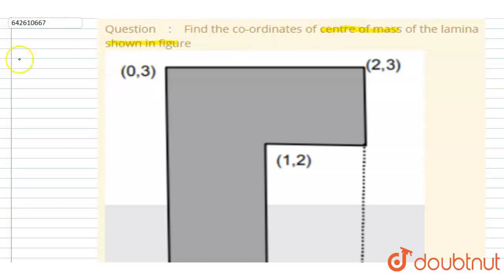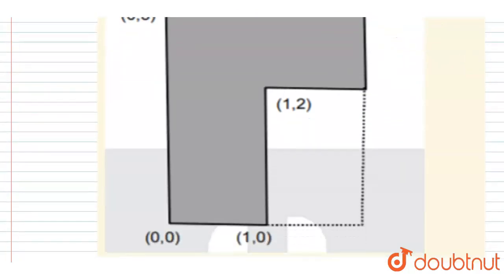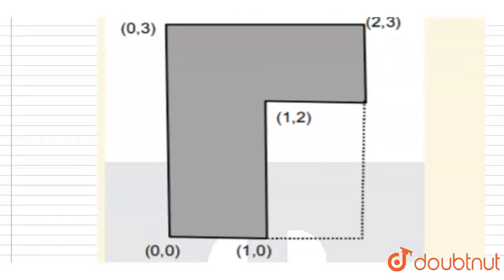Hello everyone, find the coordinate of center of mass of lamina shown in the figure. If you see the lamina, it is this. You can also see the coordinates. You can see the height of this lamina is 3 meter and the width is 2 unit.